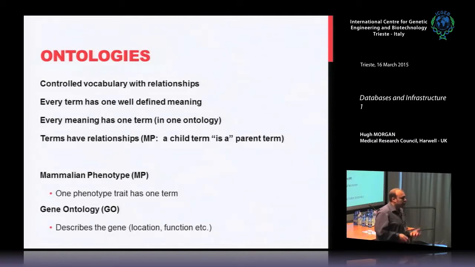What makes it an ontology is that it has relationships. So in the mammalian phenotype ontology, MP, these relationships are ISA. I'll come on to this in a moment. A couple of particularly relevant ontologies are mammalian phenotype, where every term is one particular phenotype of a mouse, and the gene ontology. This defines genes in the sense of various aspects, such as the location within the cell and the specific cellular function that the gene product performs.